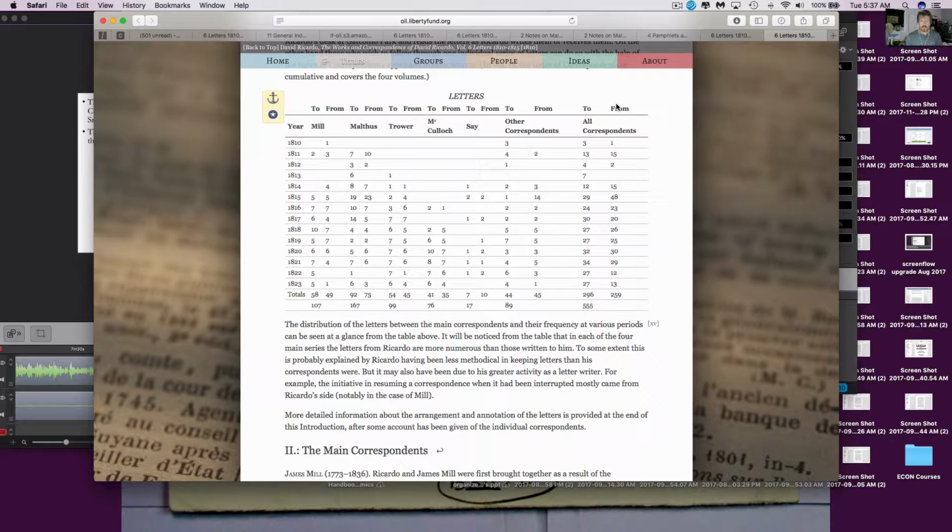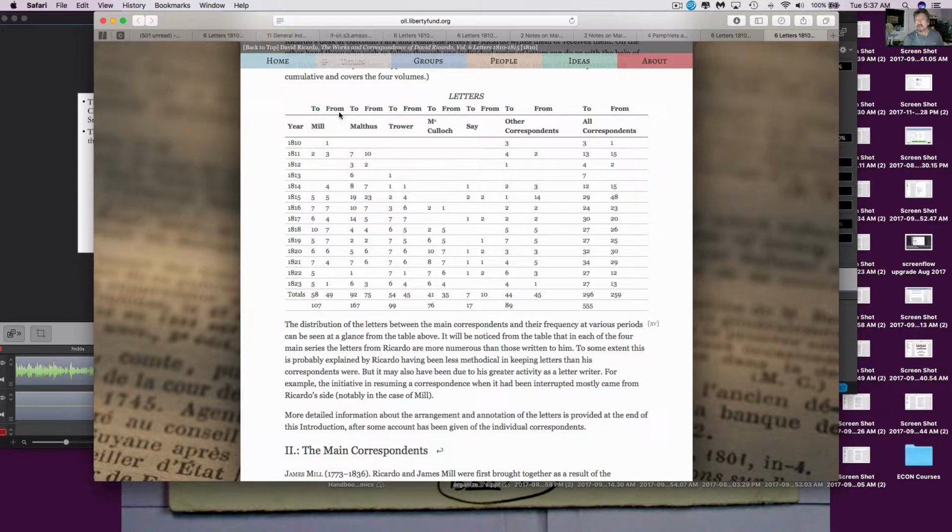And in that introduction, I encourage readers to go and read that. It's online with the Liberty Fund. The Online Library of Liberty has given us this. We're very thankful for that. Here you can see in the introduction to Volume 6, Sraffa has, among other things, a table of concordance of the different correspondence that Ricardo had in his lifetime that are published in the entire works.